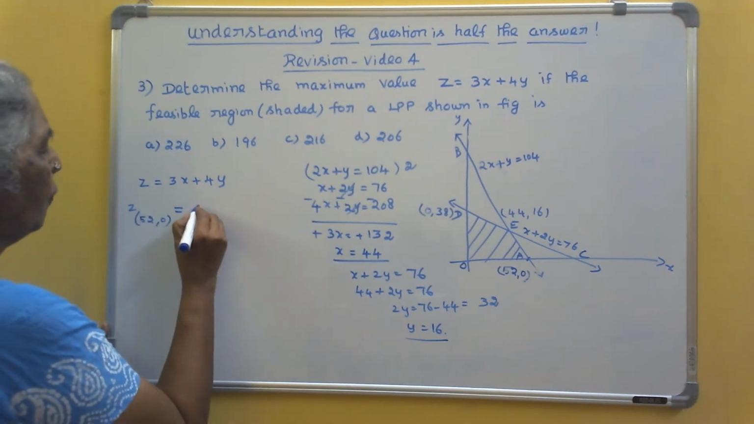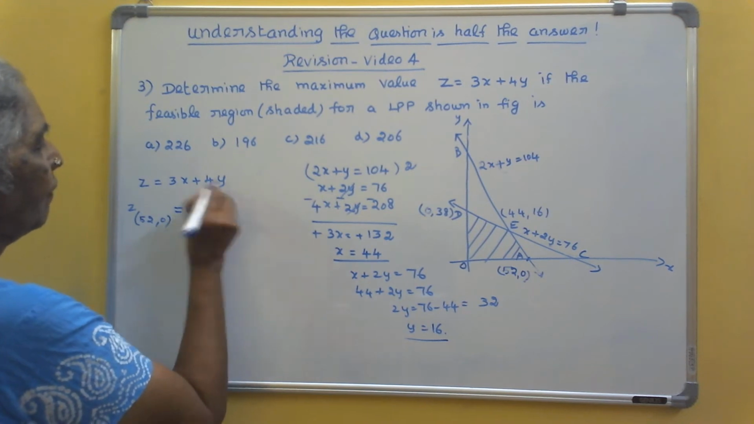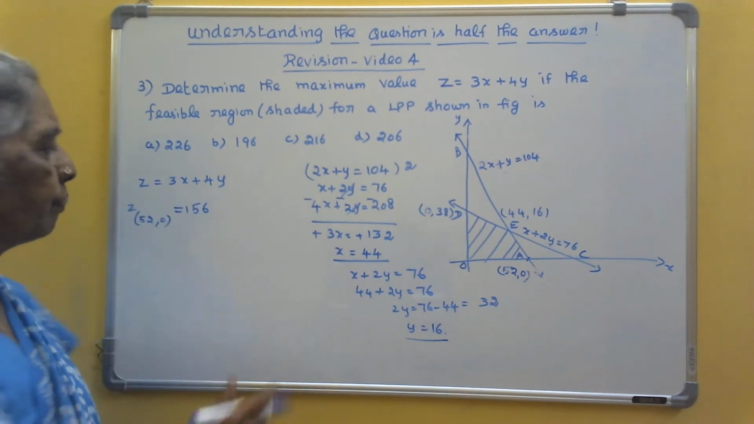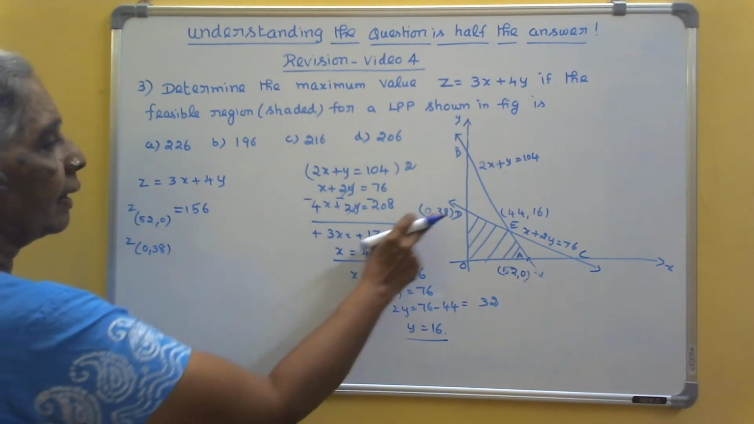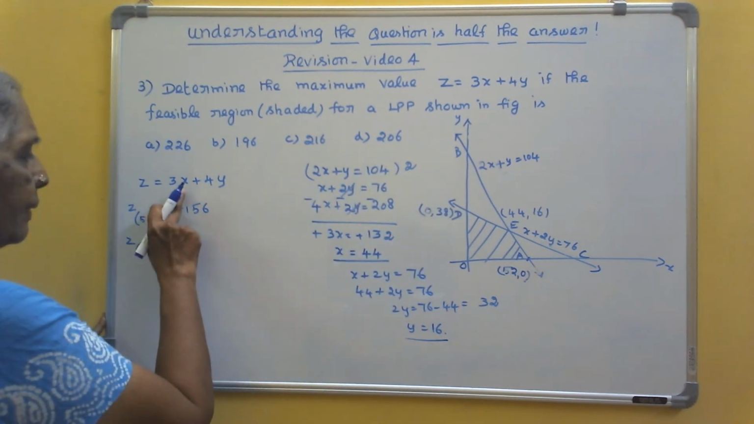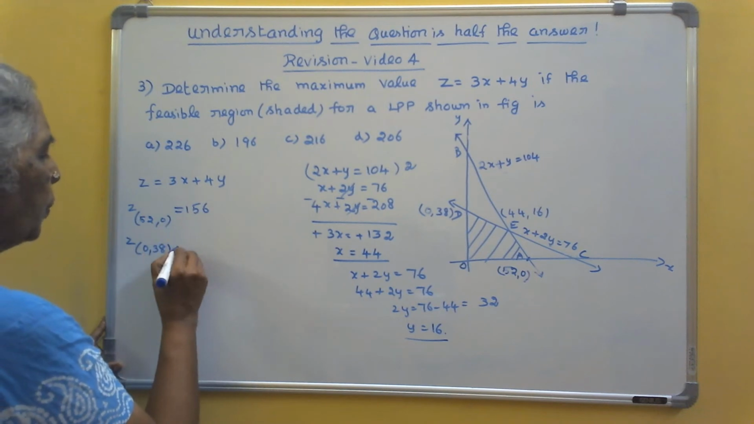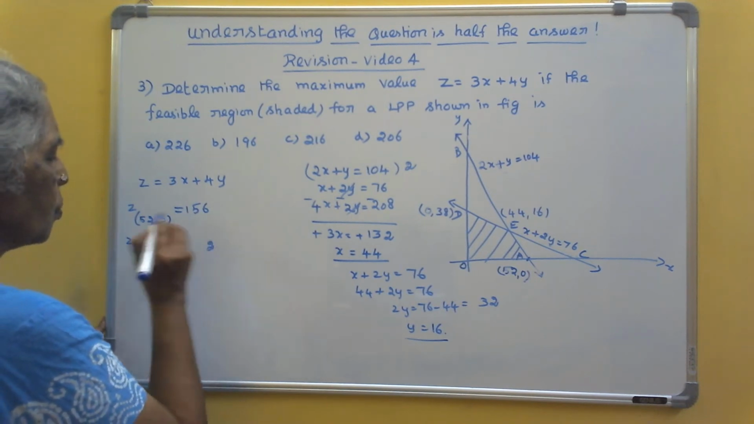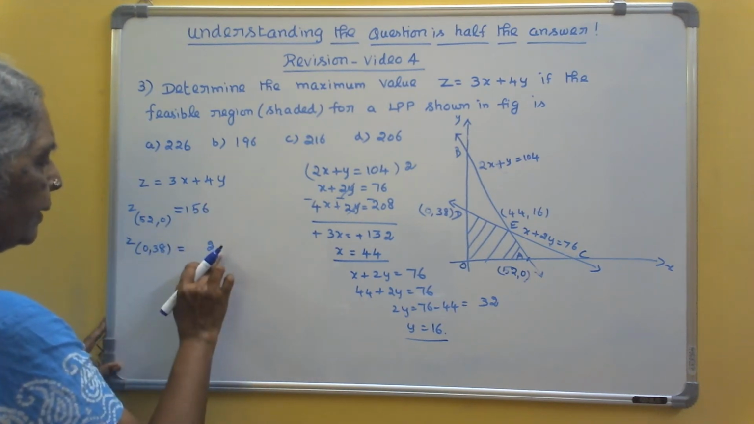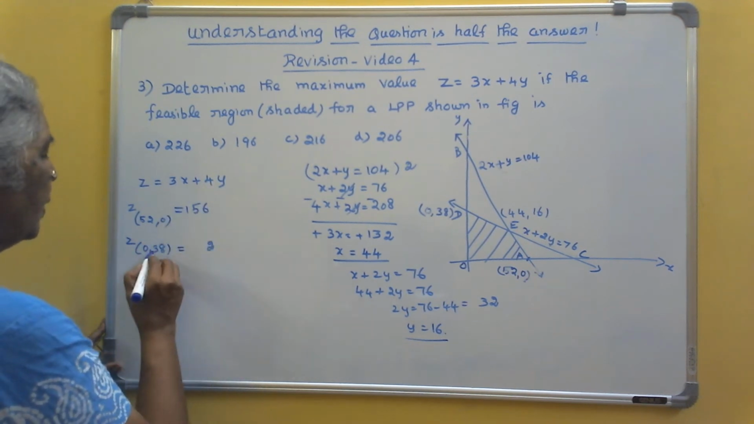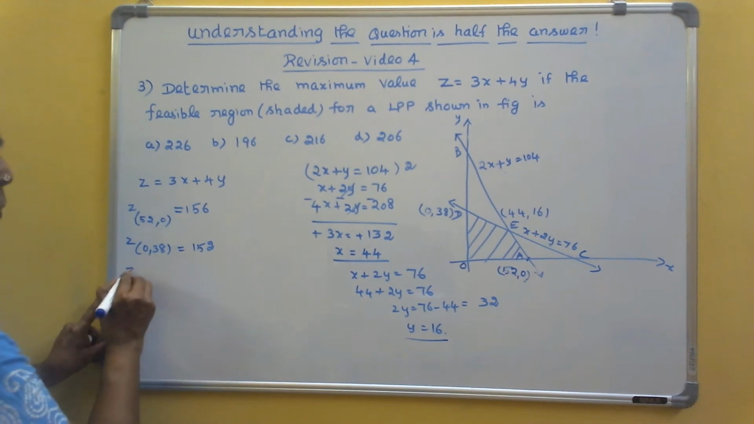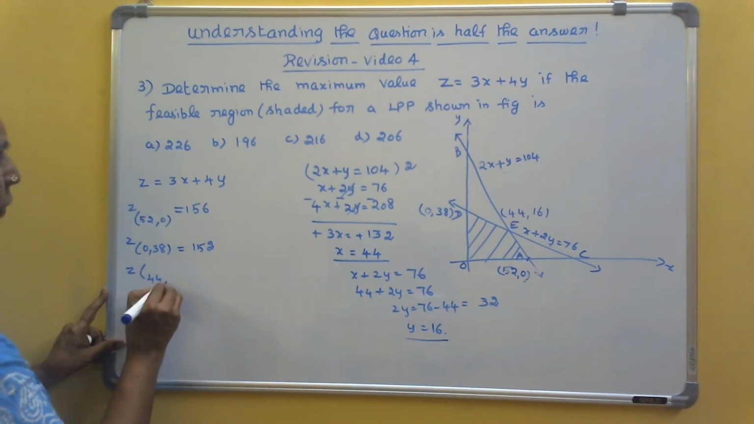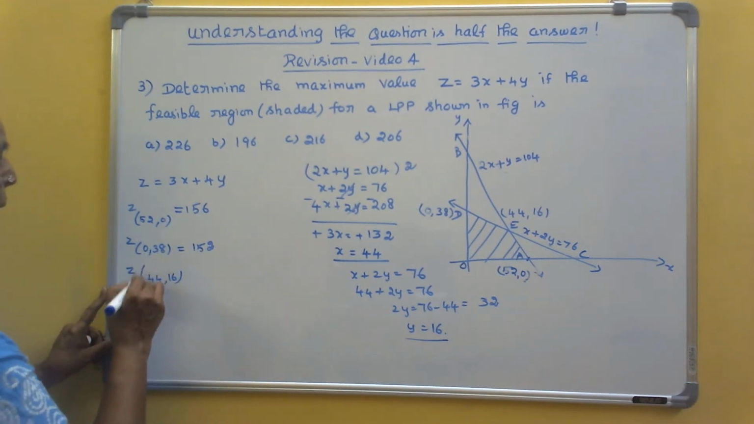So 3 into 52, I will get 156. That part is 0. Then Z of (0, 38), that is the point D. This is 0. So 4 into 38, right? So 4 8s are 32. 3, so 4 3s are 12. So I get 152.